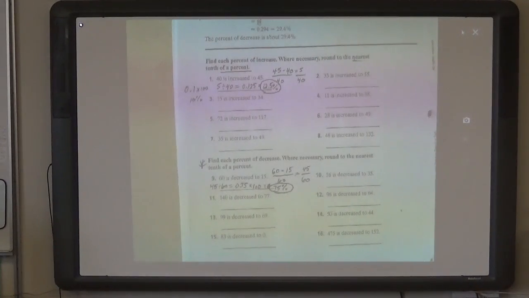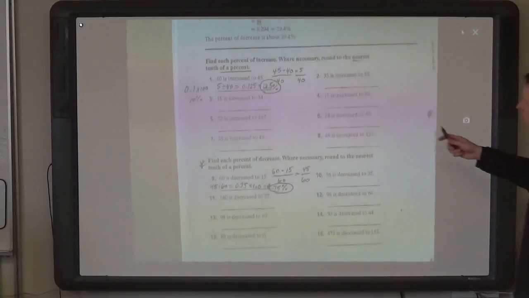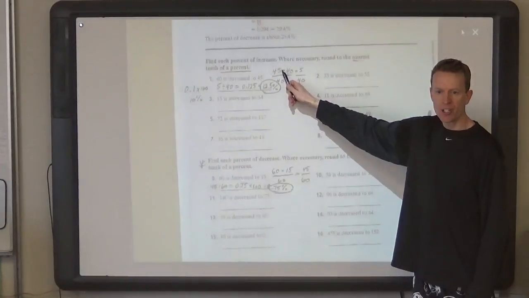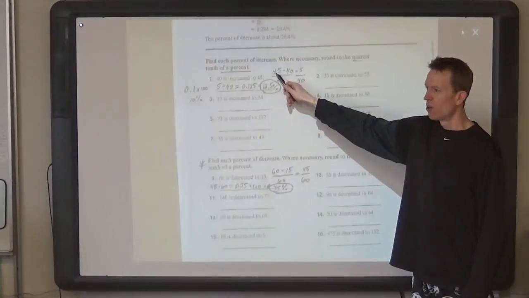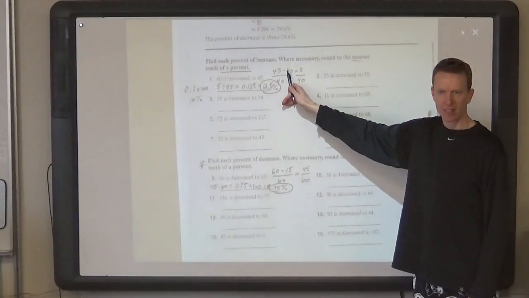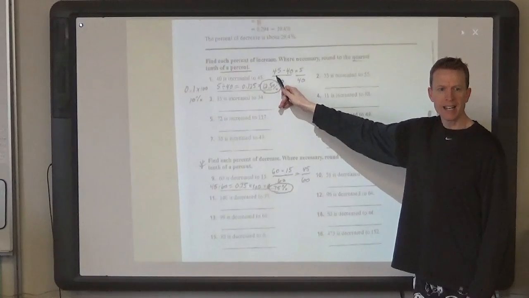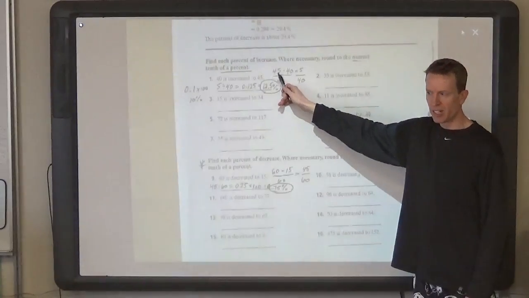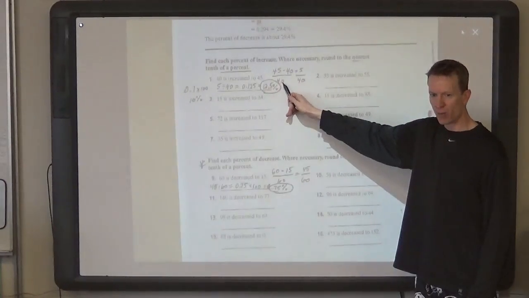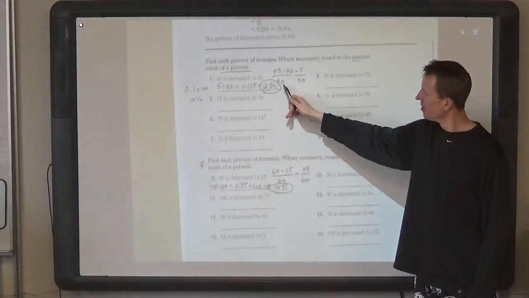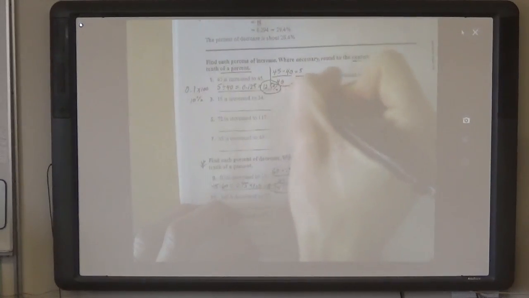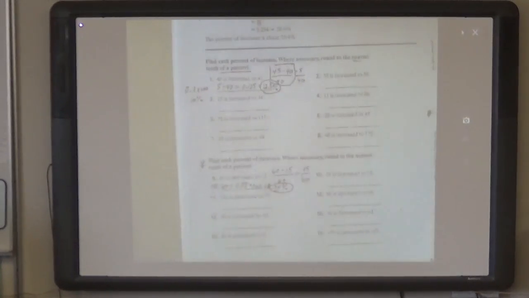Now, here's what I want you to show me as you're going through this. I need to see on each of these what numbers you are subtracting to find the difference. So make sure that you write down the numbers you are using to subtract, and then write that over the original amount. I need to see this piece and the percent. Okay?